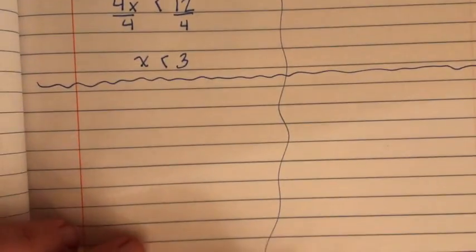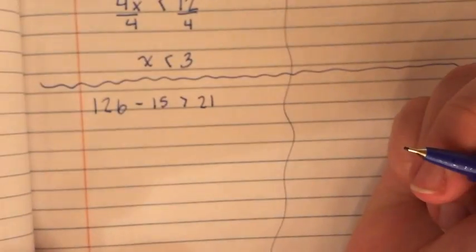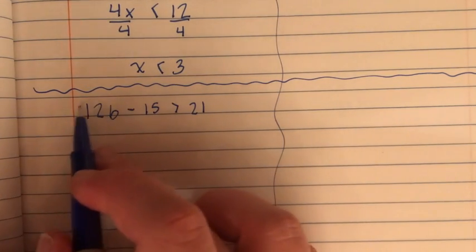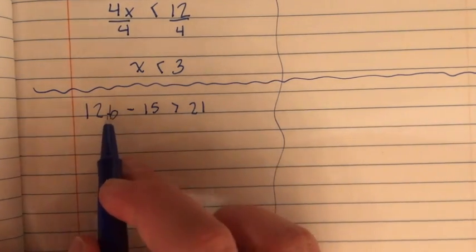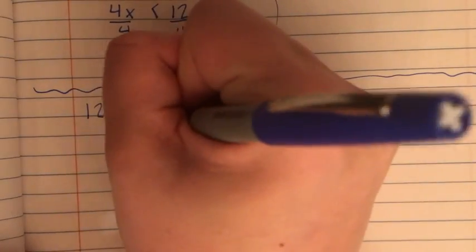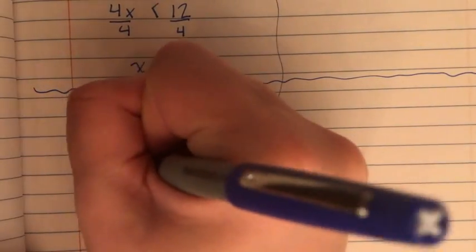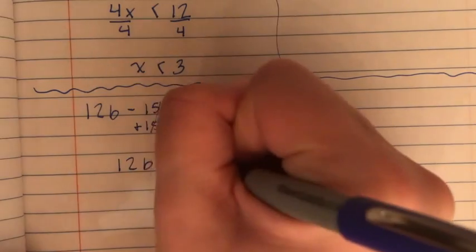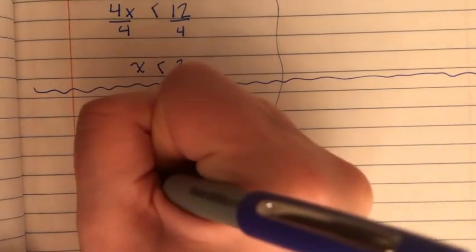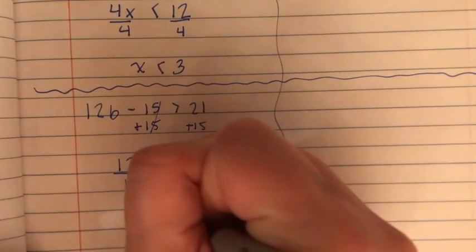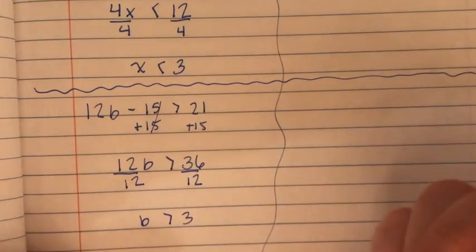Okay, next one, 12b minus 15 is greater than 21. So I'm going to solve it the same way. I'm going to add 15 to both sides because I'm trying to get this 12b by itself so that I can really isolate the variable. So I'm going to add 15 to both sides, and I get 12b is greater than 36. Divide both sides by 12, and I get b is greater than 3.